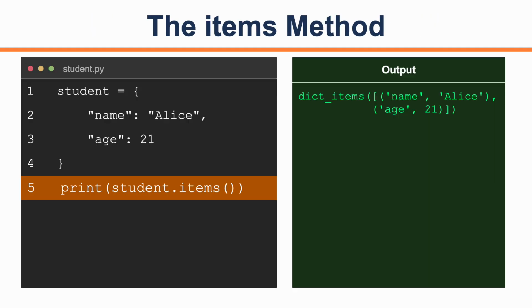Invoking the items method and printing the result gives back every pair as a tuple. Name bundles with Alice and age bundles with 21. The method takes no arguments, and the result is a dict items object ready to be looped over or converted.